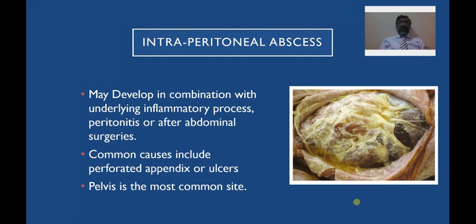Intraperitoneal abscesses may develop in combination with an underlying inflammatory process, for example, acute appendicitis, acute cholecystitis, acute diverticulitis, various conditions of peritonitis, or after abdominal surgeries. Common causes include perforated appendix or perforated duodenal ulcers, and the pelvis is the most common site to get an abscess inside the peritoneal cavity.